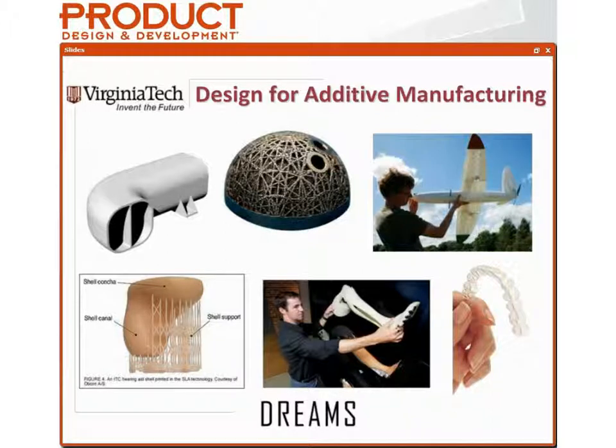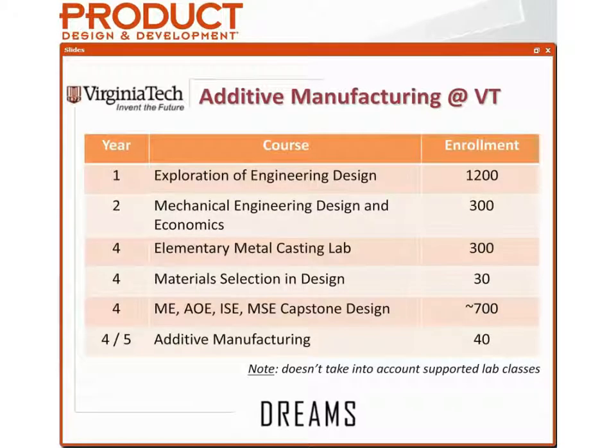And in all of these cases, they were realized because the designer knew what the processes were capable of doing and were able to design to them. And this is really where the power of additive manufacturing comes in. At Virginia Tech, we do this. We actually have integrated additive manufacturing across our entire curriculum, all the way from the freshman engineering program all the way down to the bottom there, where we actually have a dedicated undergraduate, graduate level course in additive manufacturing.